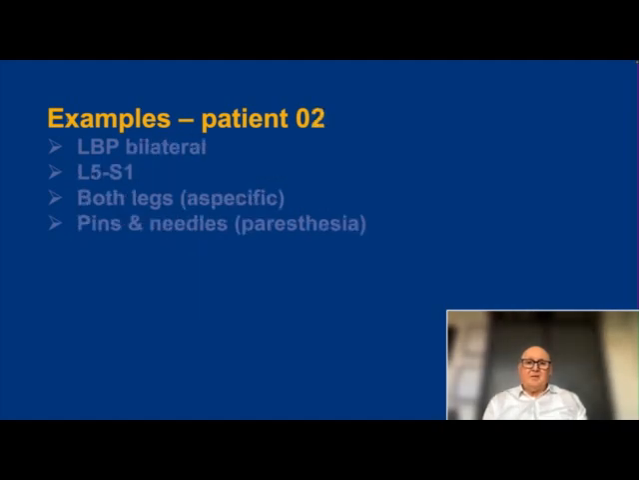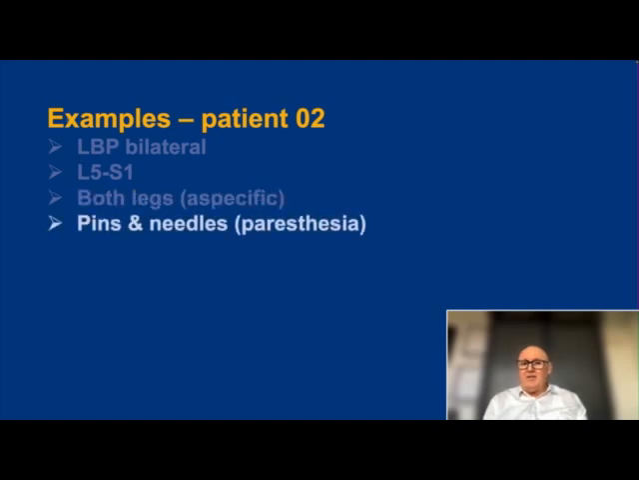Another example, patient 2. The patient has low back pain, and the low back pain is bilateral. It's in the center. It's at the level of L5-S1. It's not specifically on the left. It's not specifically on the right. It's in the center of the body. And there is radiation in both legs. And the radiation is aspecific. The patient cannot tell you it's in that direction or in that direction. Important is to notice that the pain is in both legs, so it's bilateral.